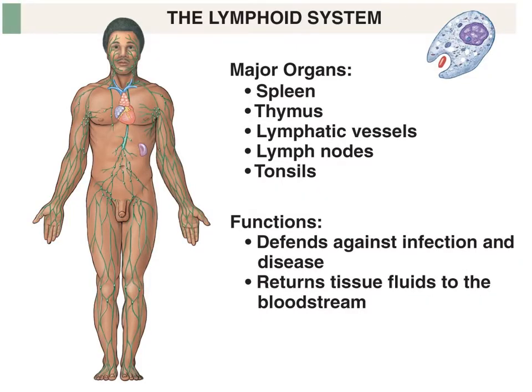The lymphoid system is made up of the spleen, the thymus, lymphatic vessels, lymph nodes, and tonsils. And this is our immune system, our defense system. So it defends us against infection and disease and drains fluids out of all of our tissues and returns that fluid into the bloodstream so it can be returned to general circulation.